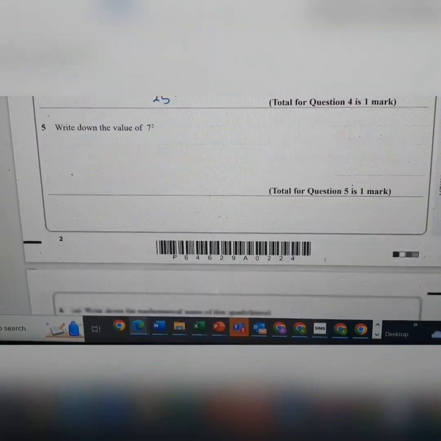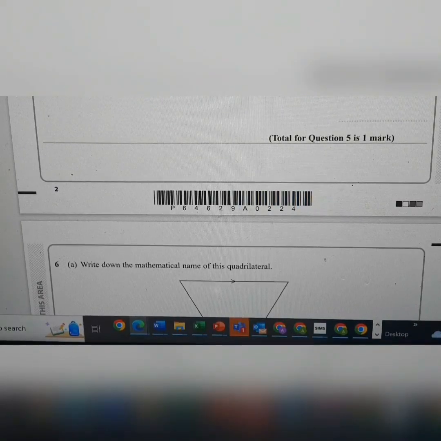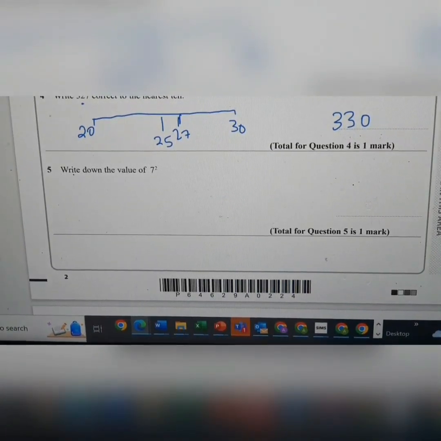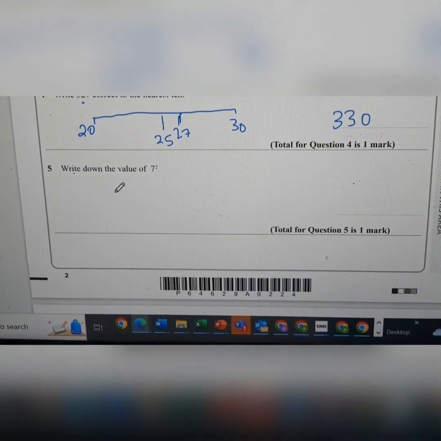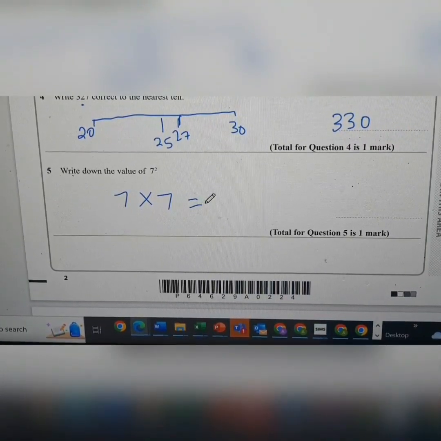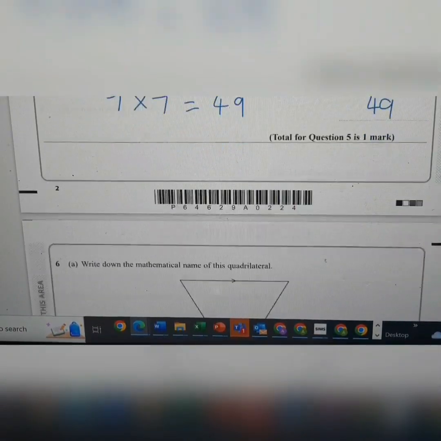Next question. Write down the value of 7 squared. 7 squared means 7 times 7, which is 49. Okay, next question.